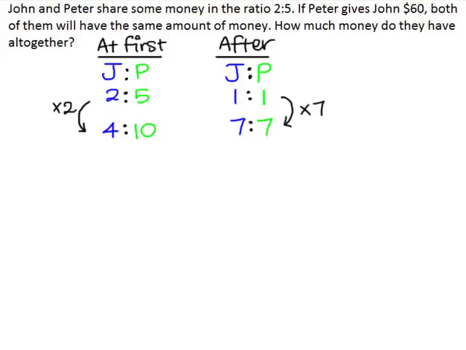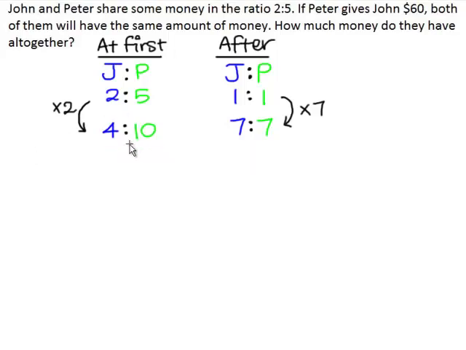At this point, we will check the total number of units. Here, the total number of units is 4 plus 10, which gives us 14. And here, the total number of units is 7 plus 7, which gives us 14. So now we have the total number of units as 14 for the at first ratio and the after ratio. This is because if Peter were to give John some money, the sum of money that the both of them have will still be the same, and therefore the total number of units will also remain the same.